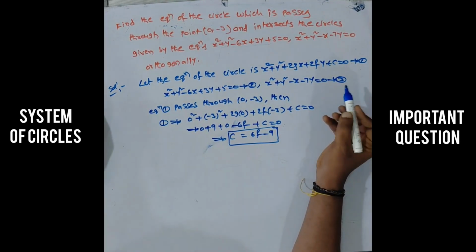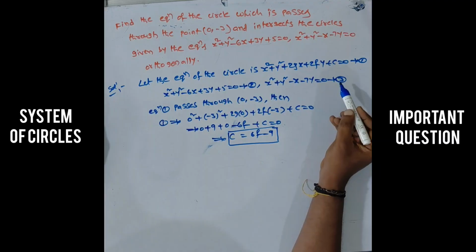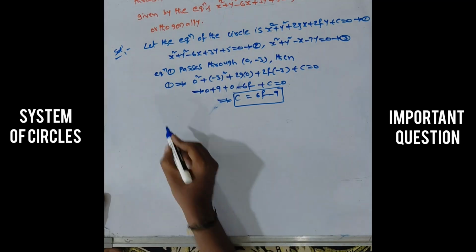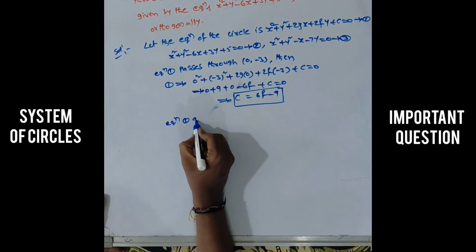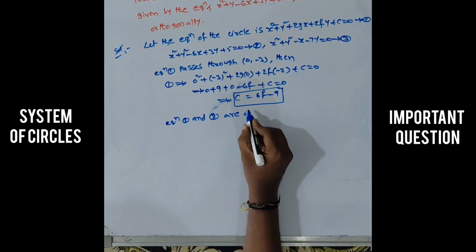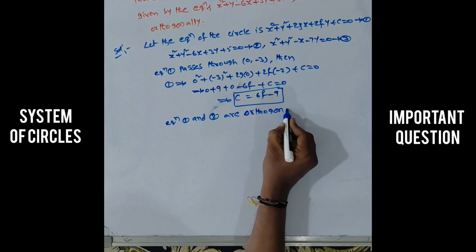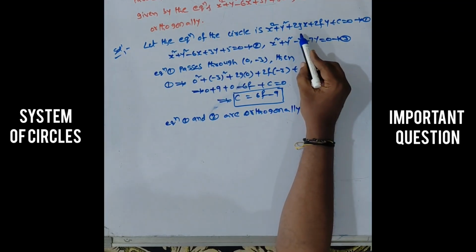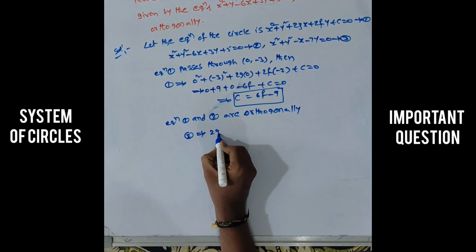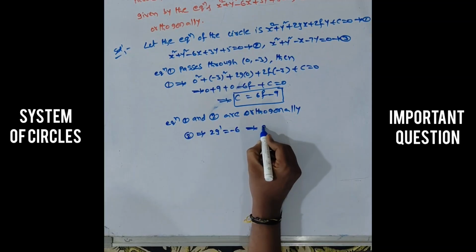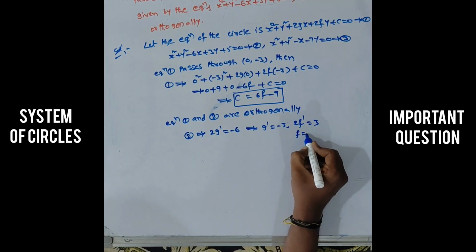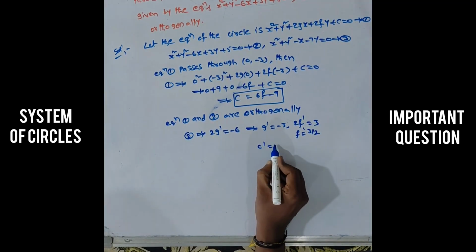Okay, equation number 1 and 2 are intersecting orthogonally, and 1 and 3 are also intersecting orthogonally. Here, for equation 2: 2g' = -6, implies g' = -3. 2f' = 3, f' = 3/2. c' = 5.